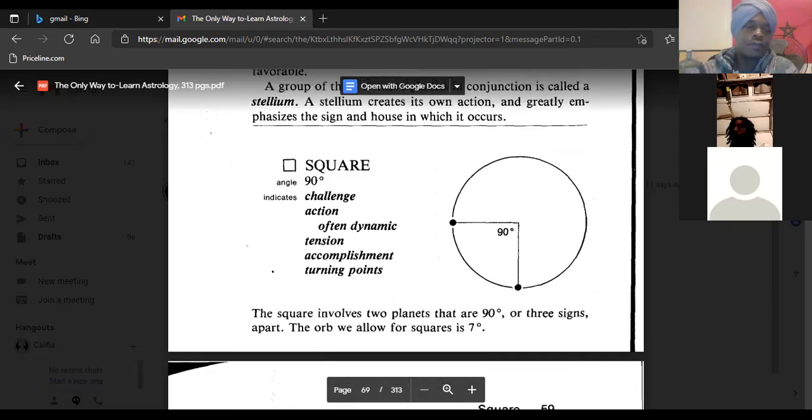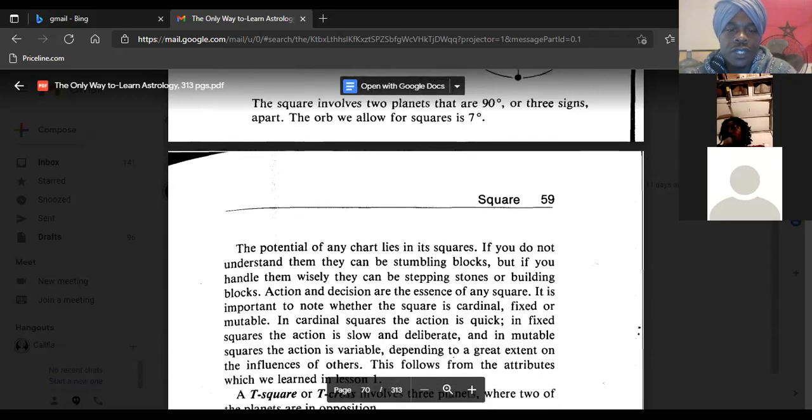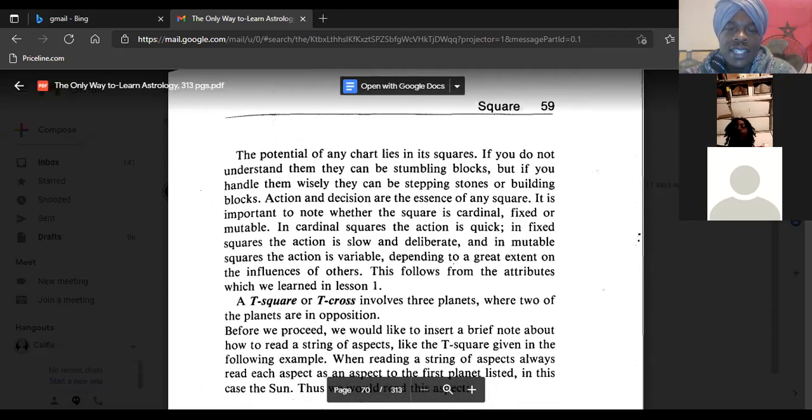Here's an example and a schematic of a square. 90 degrees indicates challenge, action, often dynamic, tension, accomplishment, turning points. The square involves 2 planets that are 90 degrees, or 3 signs apart. The orb allowed for squares is 7 degrees. The potential of any chart lies in its squares. If you do not understand them, they can be stumbling blocks. But if you handle them wisely, they can be stepping stones or building blocks. Action and decision are the essence of any square.